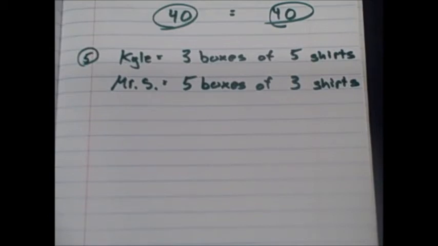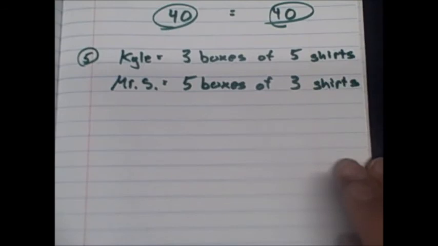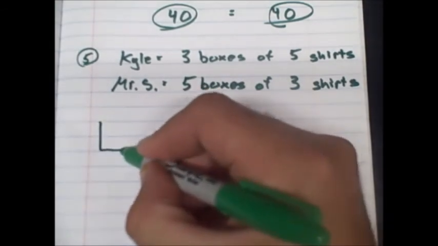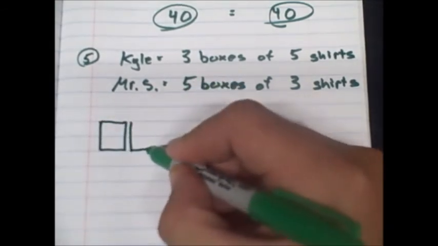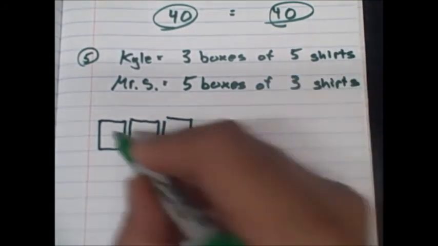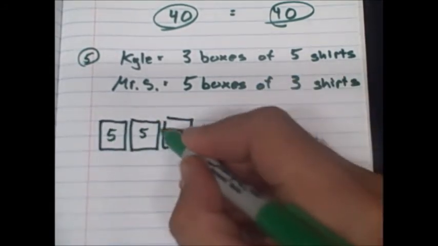Okay, we're back. Now, you don't have to get really fancy on these drawings. For Kyle, I'm going to represent the boxes just by some basic squares. And it says that he has 3 boxes, and each box has 5 shirts.